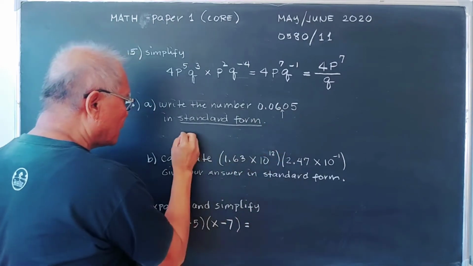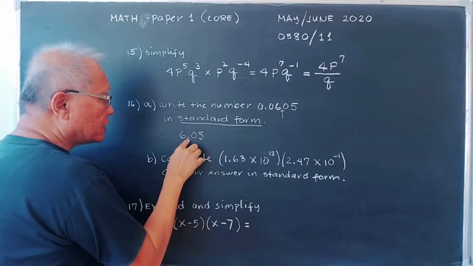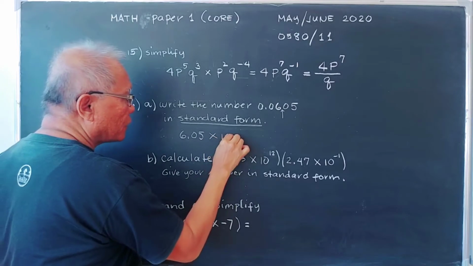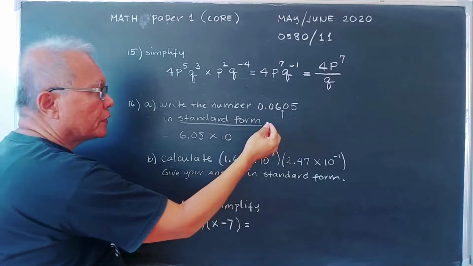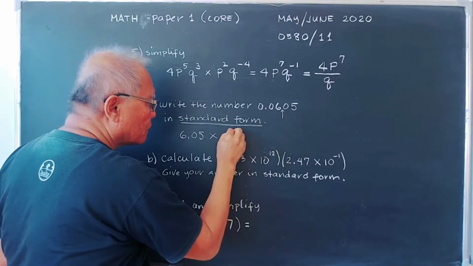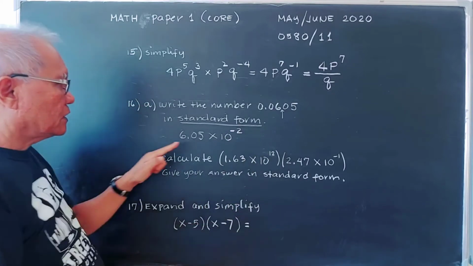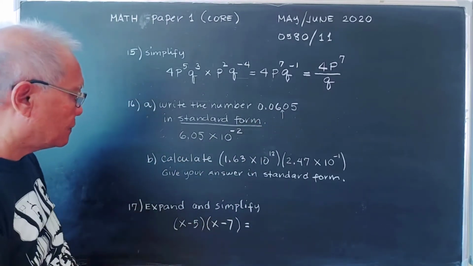So that will become 6.05. The decimal point is here now, and we moved our decimal point to the right. It means this one is a small number. 1, 2. So we have negative, and then we write the 2 here. This is the standard form of our decimal.